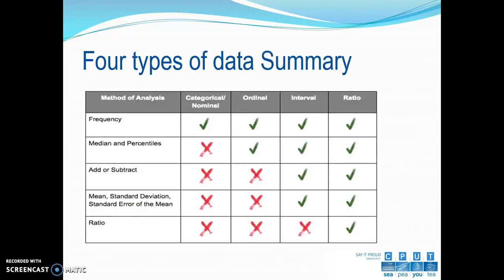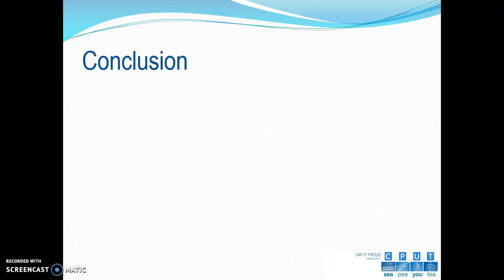The following table shows the different methods of analysis that can be used to differentiate between the 4 types of data. The methods of analysis that I used are frequency, median and percentiles, the ability to add or subtract, the mean, standard deviation and the standard error of the mean, and the ratio. The ticks show the characteristic each data type has with respect to the method of analysis.